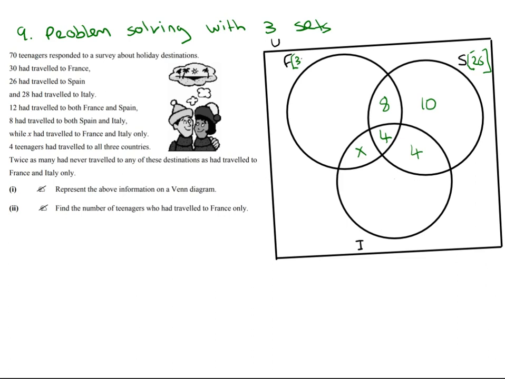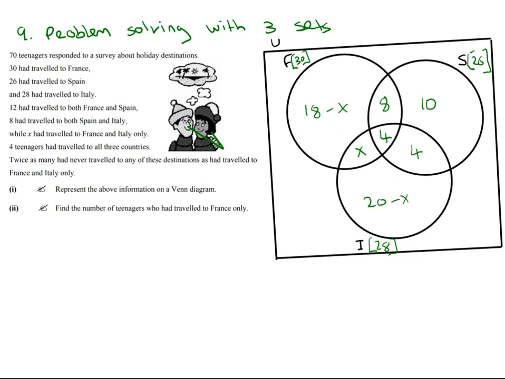30 had travelled to France. Again, the whole thing must add up to 30. So 30 minus 8 is 22, minus 4 is 18, minus x, so 18 minus x goes in there. And the same thing with Italy. I know 28 had travelled to Italy in total. So 28 minus 4 is 24, minus 4 is 20. 20 minus x goes in here.